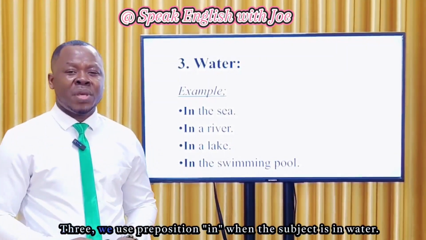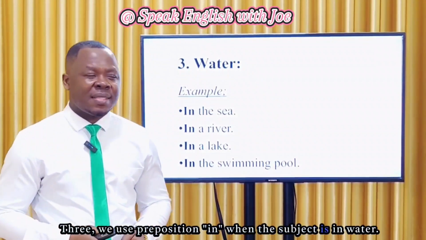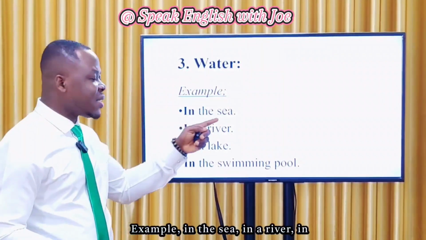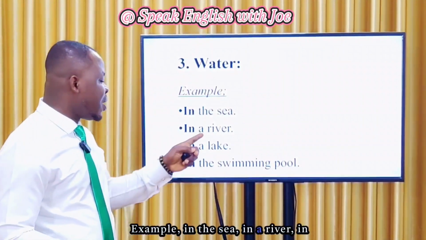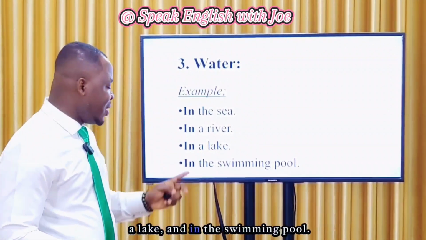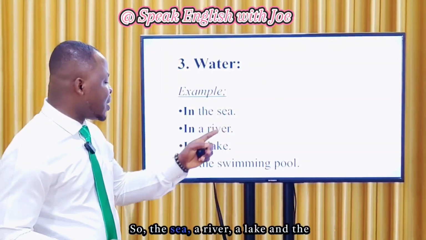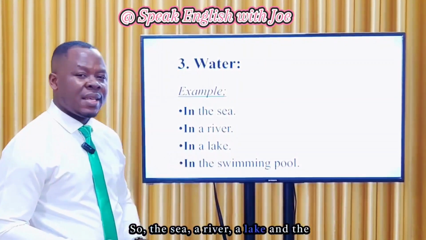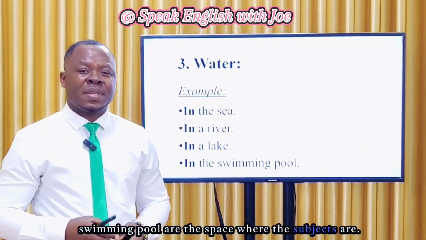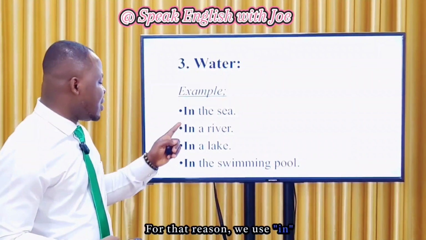3. We use preposition in when the subject is in water. Example, in the sea, in a river, in a lake, and in the swimming pool. So, the sea, a river, a lake, and the swimming pool are the space where the subjects are. For that reason, we use in.